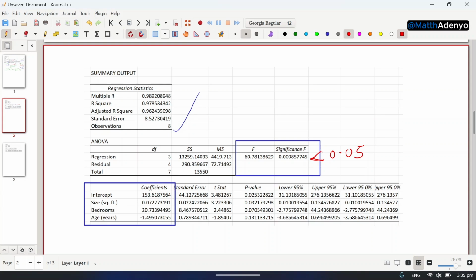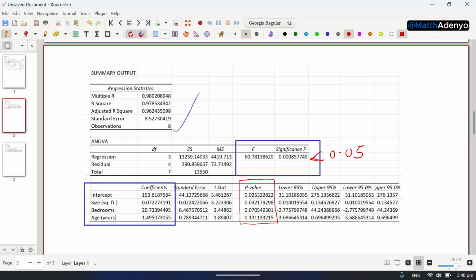So now let's look at this. Once there's a relationship, you can also look at this particular area, which is the p-value for each of them. The first one is the intercept, and this one is for the size. The size is far less than 0.05, we have 0.03. Then we have the bedroom, which is 0.07, so it's greater than 0.05. And then we have the age, 0.1, which is also greater.